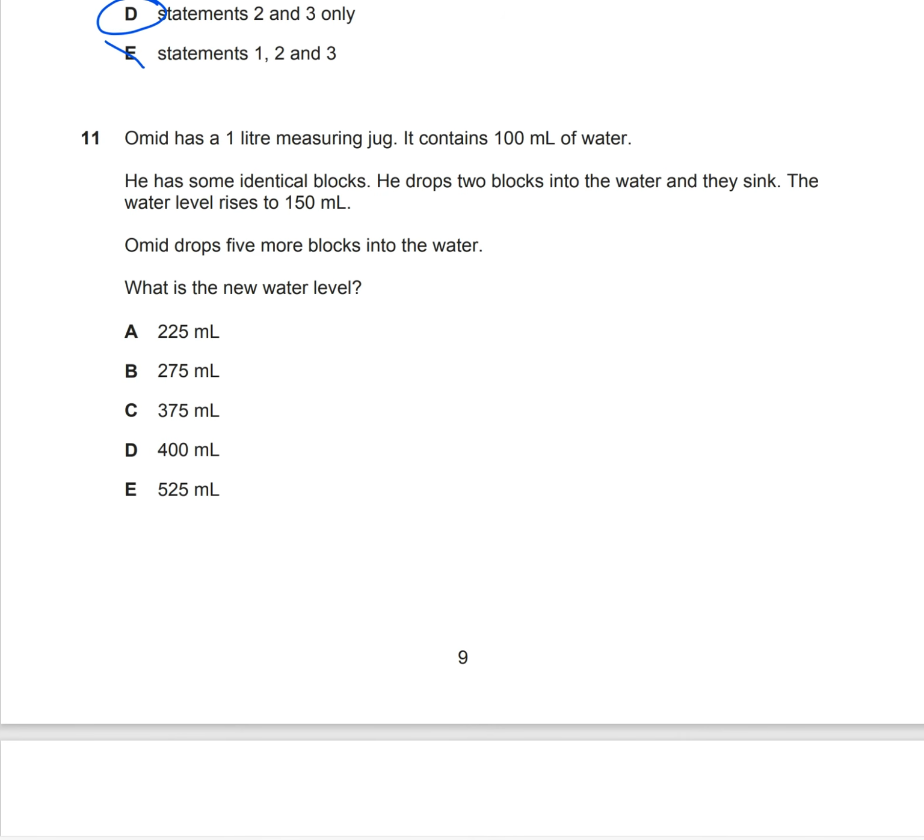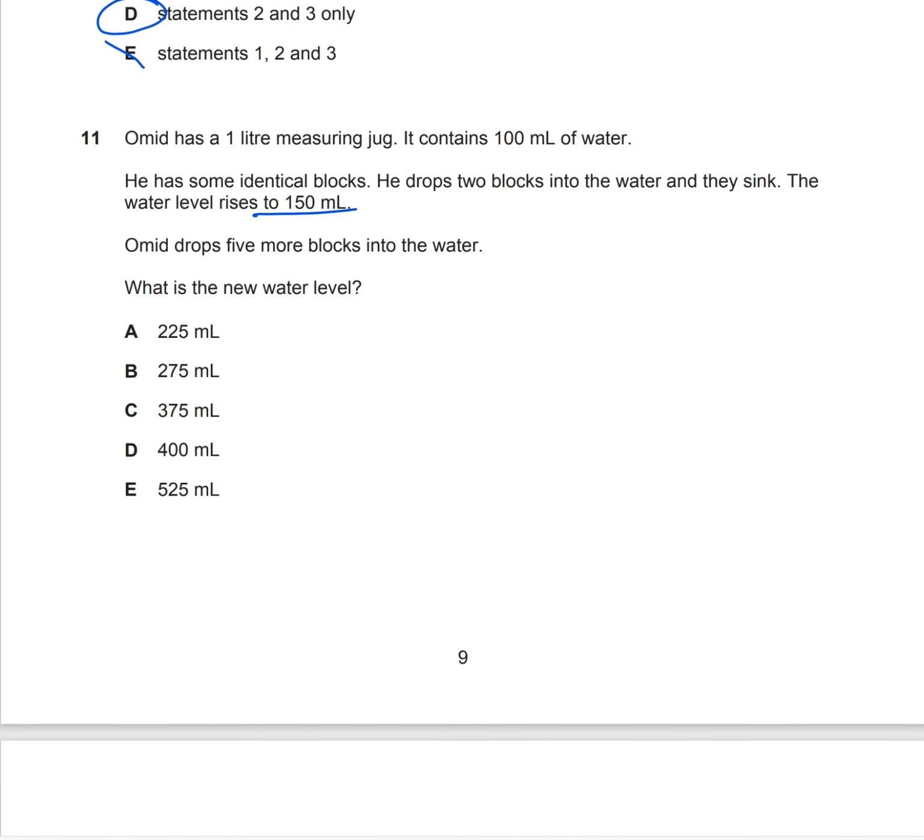11. Omid has a 1-liter measuring jug. It contains 100 mils of water. He has some identical blocks. He drops 2 blocks into the water and then they sink. The water level rises up to 150 mils. Omid drops 5 more blocks into the water. What is his new water level?